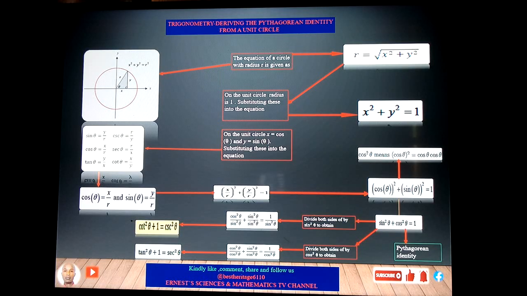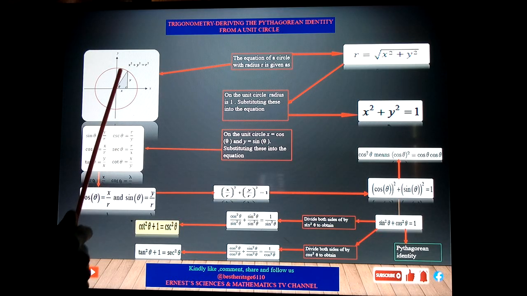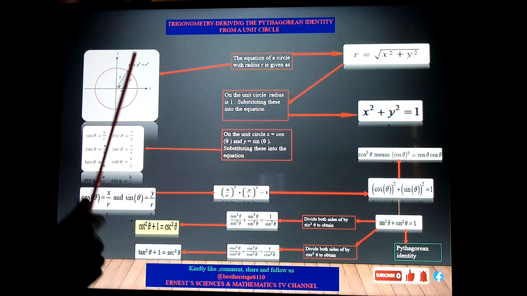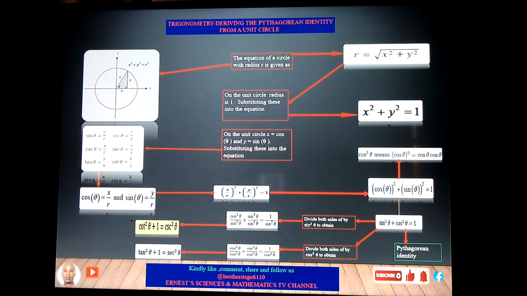Hi guys, in this video we're going to see the relationship between a Pythagorean identity and the unit circle. Now we had mentioned the concept of a unit circle as a circle which has a radius of 1. Therefore we are going to consider this illustration as one of a unit circle.